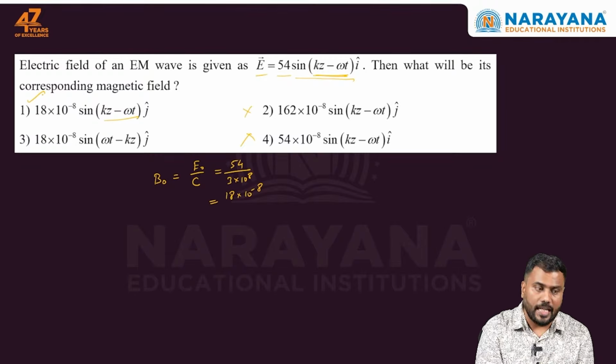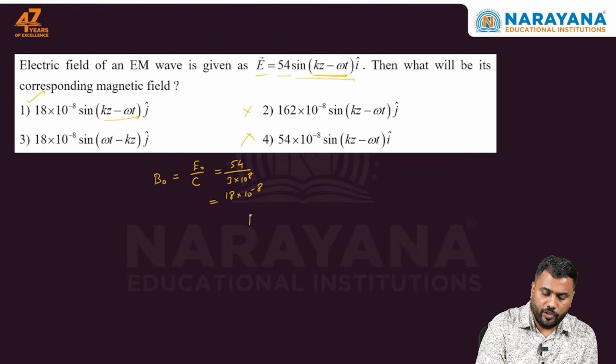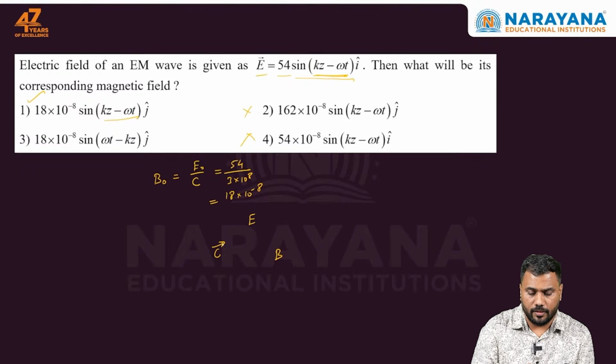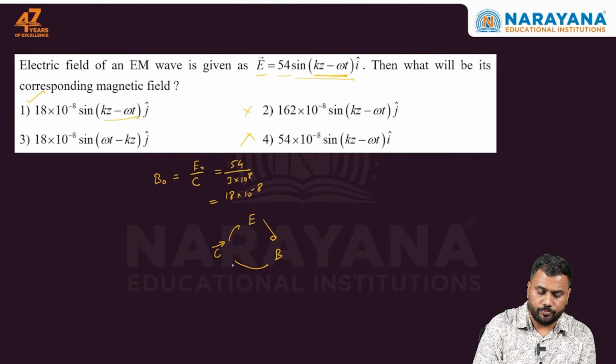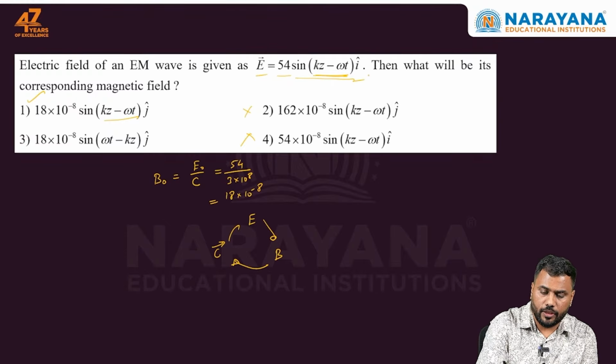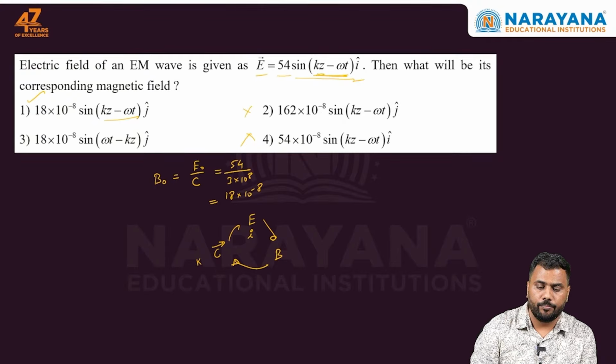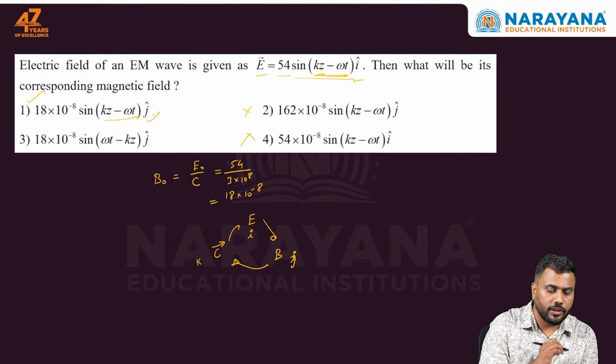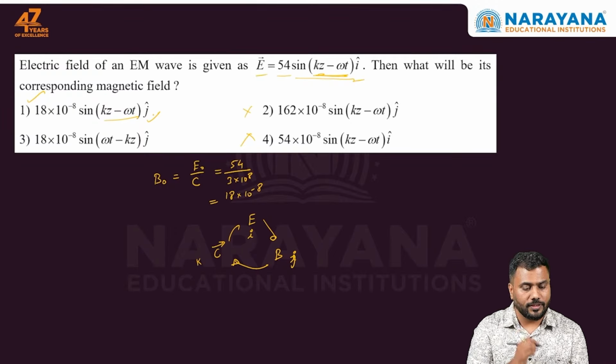Let us check the direction of the magnetic field also. We know electric field, magnetic field direction and wave propagation direction. Wave propagation direction I am going to represent by C vector. They follow the cyclic law. The electric field direction in the question is given in i cap, magnetic field direction is unknown and the wave propagation direction is given as k cap because it is propagating in z direction. So, we can see for this cyclic law to be followed, magnetic field has to be in j direction, which is already given in option 1. So, this is our correct answer.